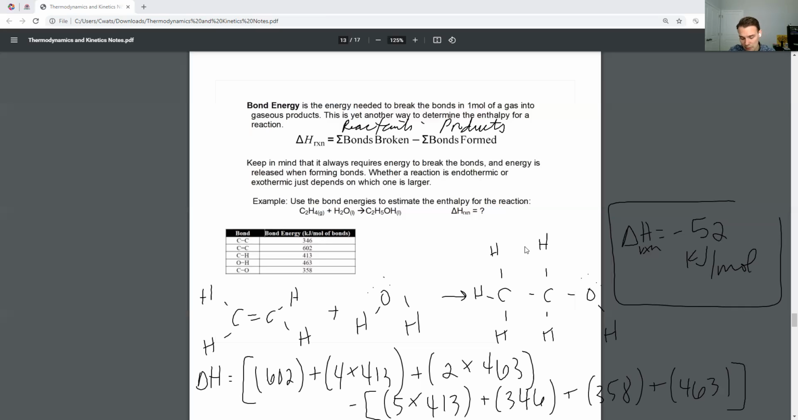Okay, and that's actually it for these notes. That was our thermodynamics portion with Gibbs Free Energy and Entropy, and a final way to calculate delta H. That's the last way we're going to look at in these notes.